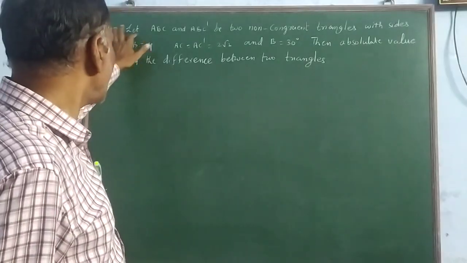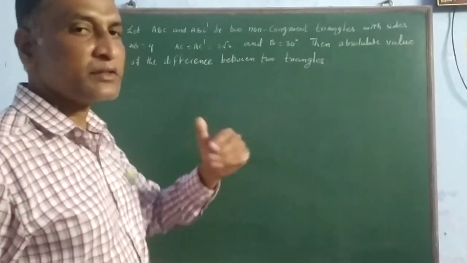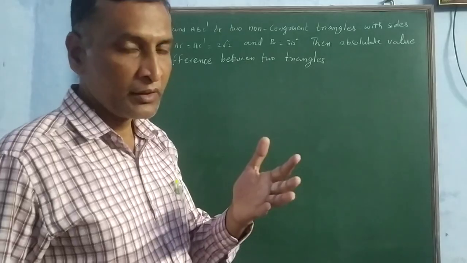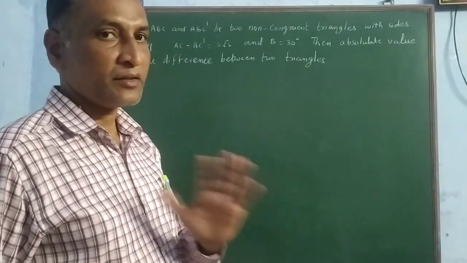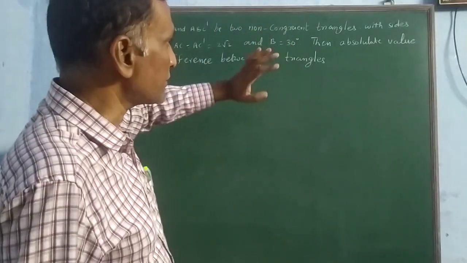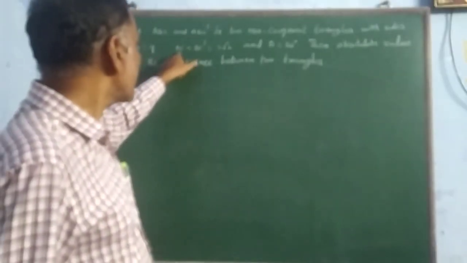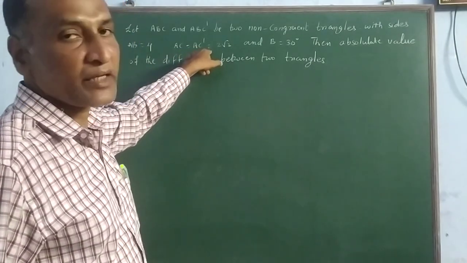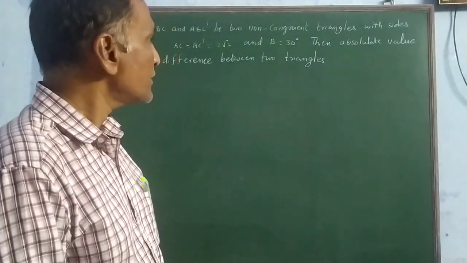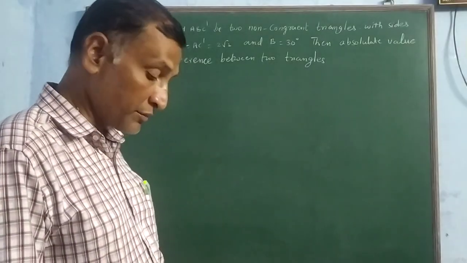Let ABC, two triangles are there. One triangle is ABC, another triangle is ABC dash. Two non-congruent triangles. Same shape, same size, that is congruent. Here the shape and size will be different, so it is non-congruent triangles. With the sides, AB is 4, and second side AC and AC dash are both 2 root 2. Angle B equal to 30 degrees. Then the absolute value of the difference between the two triangles, this is what we have to find out.